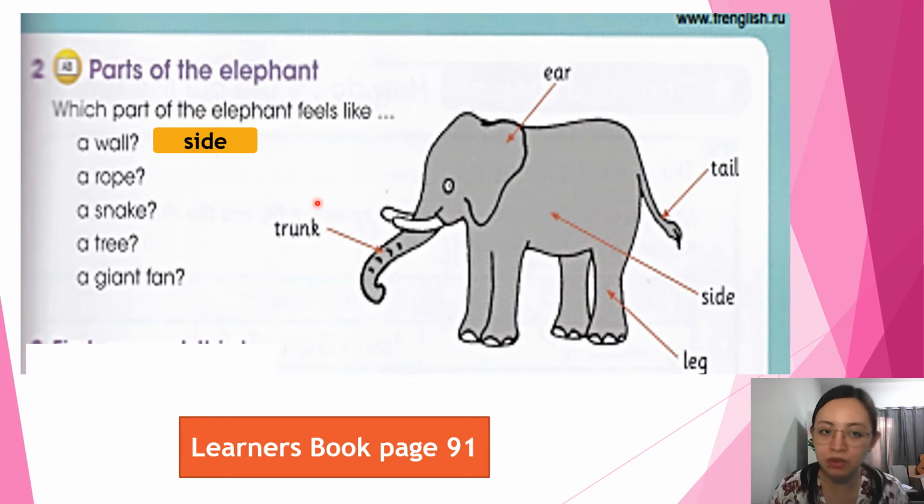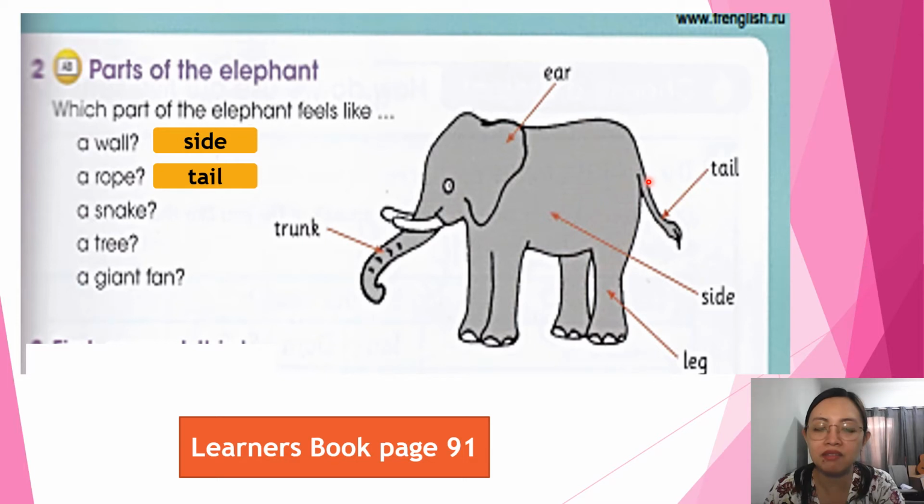Okay, can you do the rest for me? The next 4 items? And then you can play again or continue with the video once you finish, okay? Okay, next one. Feels like a rope. Which part of the elephant feels like a rope? It is the tail. Okay.